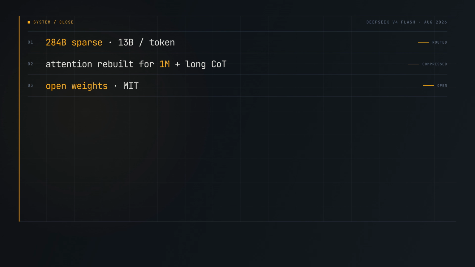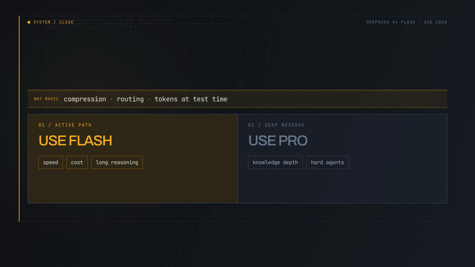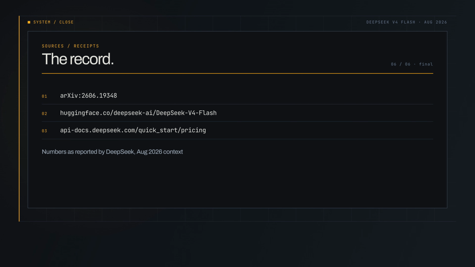Open weights, 1 million context. Coding and contest math numbers that used to require a much fatter bill. If you're choosing a model in August 2026, use Flash when you want speed, cost, and long reasoning traces. Reach for Pro when you need the bigger knowledge base and the messiest agent jobs. That's the story. Not magic: compression, routing, and a willingness to spend tokens at test time once the architecture made those tokens cheap.